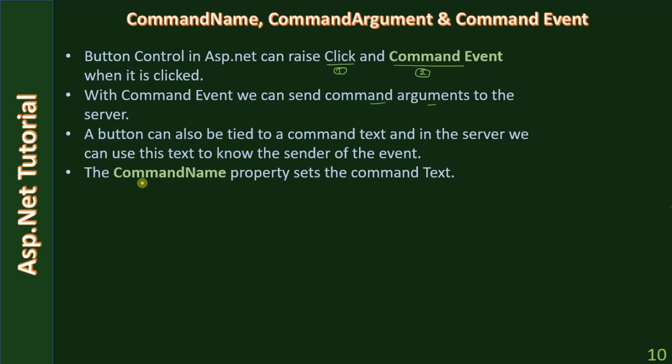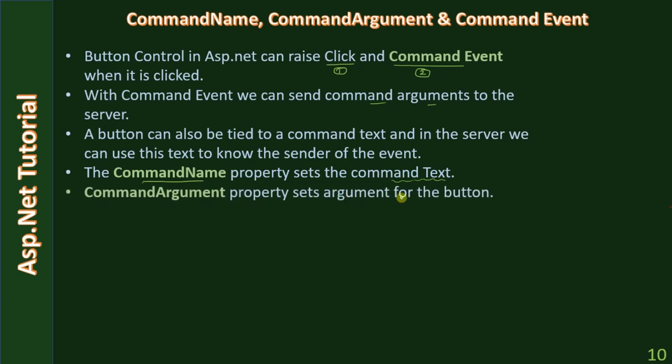So command name property sets the command text, and command argument property sets the argument for the button, right? So here we are talking about three stuff. One is the command event. So like on click, you can handle on command event, and when you are using the command event, you can use the command name property as well as command argument property.